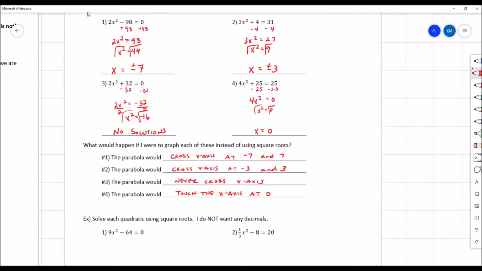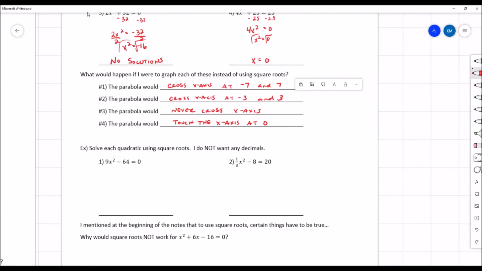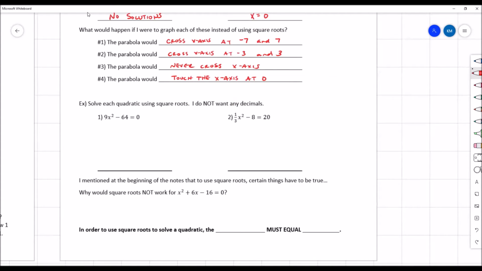Let's look at a couple more examples here, kind of pushing our square rooting limits a little bit. We can solve these. We want an exact answer. So if we have to leave our answer in simplest radical form, leave it in simplest radical form. If not, and we have to use fractions, then we use fractions. We do not need to use decimals here.